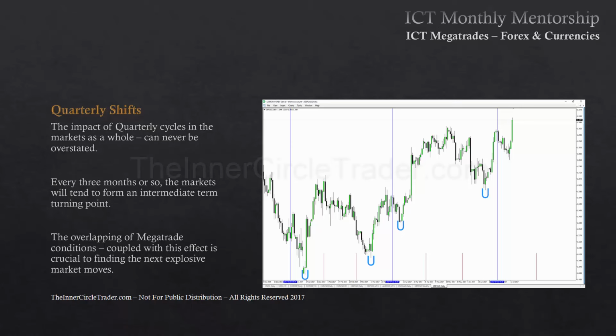Now, the impact of quarterly cycles in the markets as a whole can never be overstated. Every 3 months or so, the markets will tend to form an intermediate term turning point. By itself, it doesn't give you directional bias. That's the other concepts that you have to use to get to that outcome, and it's going to be basically institutional order flow. But the overlapping of mega trade conditions, coupled with this effect, that is the quarterly shift, is crucial to finding the next explosive market moves.